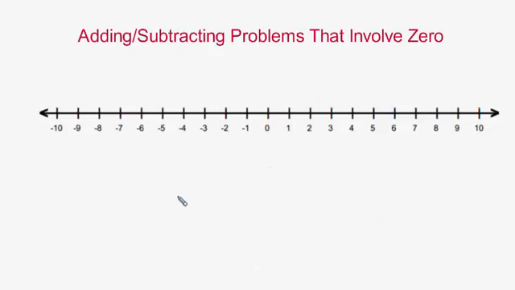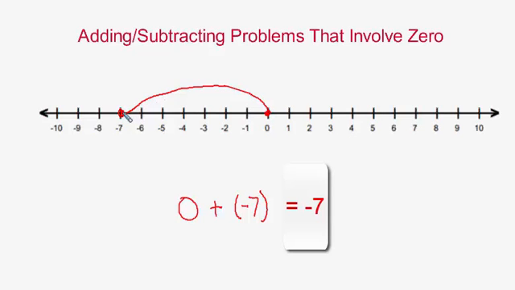Another problem involving 0 is if I start with 0 and I add, say, a negative amount, you could think of this as you're starting at 0 on the real number line, and if you were to add negative 7, that would mean that you need to go 7 units to the left or in the negative direction, and if you did that, that would put you over here at negative 7. So 0 plus negative 7 is negative 7.